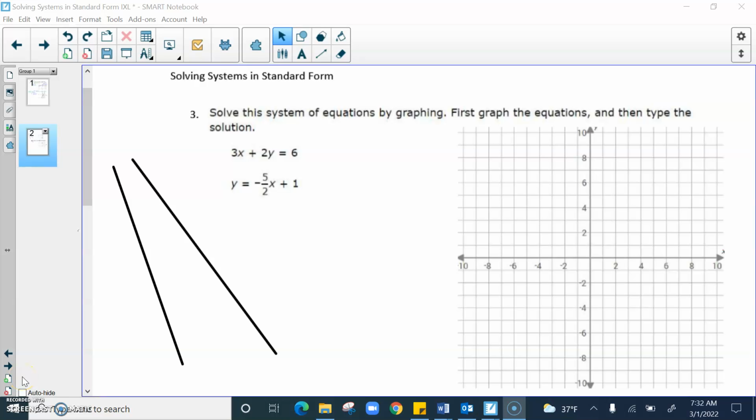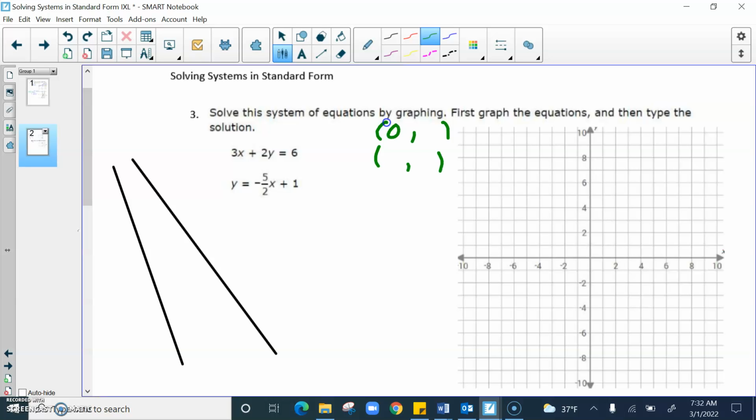Okay, so we have two more equations that we have to plot to find the solution to this system. The first one's in standard form. So I have one where my x is 0, and another one where my y is 0. When my x is 0, it's going to give me 2y equals 6, divide both sides by 2, y equals 3.